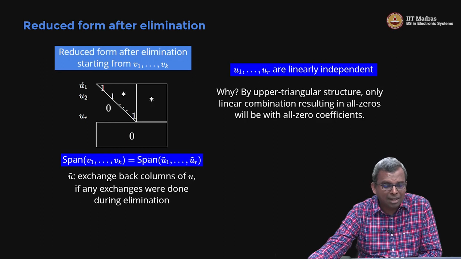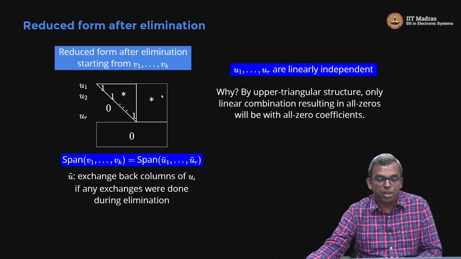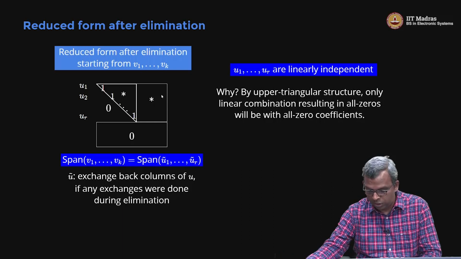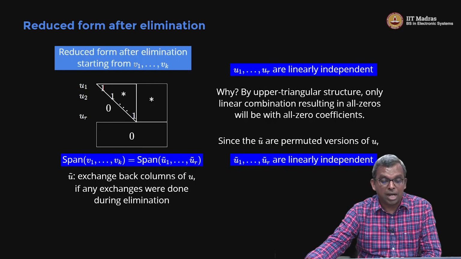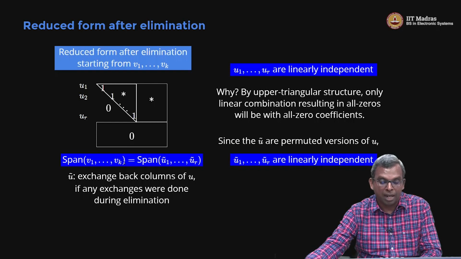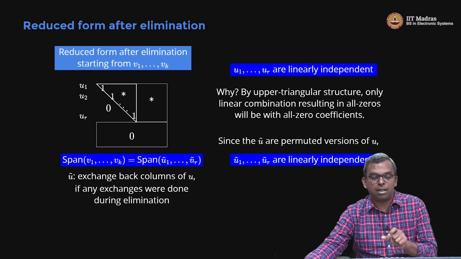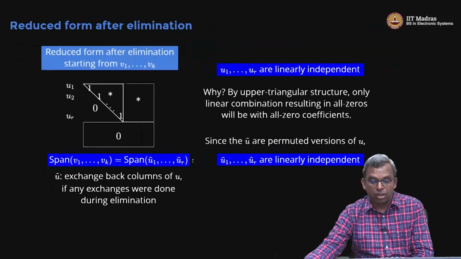Now, you may say U tilde is a permuted version of U, but that is the same, right. It is just wherever you permute, after the permutation, you will have the same sort of upper triangular structure. You can argue the same way to get all 0 coefficients. So, this is very important. So, because U tilde are permuted versions, these are also linearly independent. So, you started with the V1 to Vk, span of V1 to Vk was a subspace, maybe you did not understand it very well. Now, because of elimination, I am able to get a U1 tilde to UR tilde, which also gives you the same span, but they are linearly independent, number one, and they have this nice upper triangular structure to begin with.